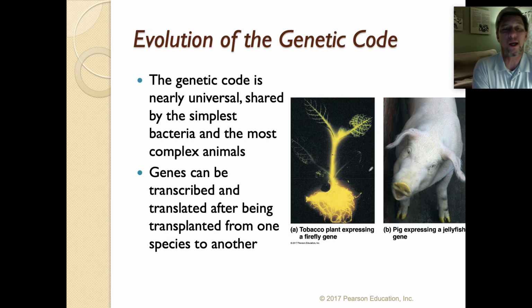Now, this genetic code of all these 64 codons is universal. It's shared by all living organisms, from the simplest of bacteria to the most complex of animals. And interestingly enough, you can take genes from one organism and actually insert them into another. There are 2 examples in the picture on the right. There's a tobacco plant that's expressing the firefly gene that makes the butt of a firefly glow in the dark. And this pig's nose and hooves are expressing a jellyfish gene, which also allows it to fluoresce. So the genetic code is universal, and that's something that you definitely need to keep in mind.